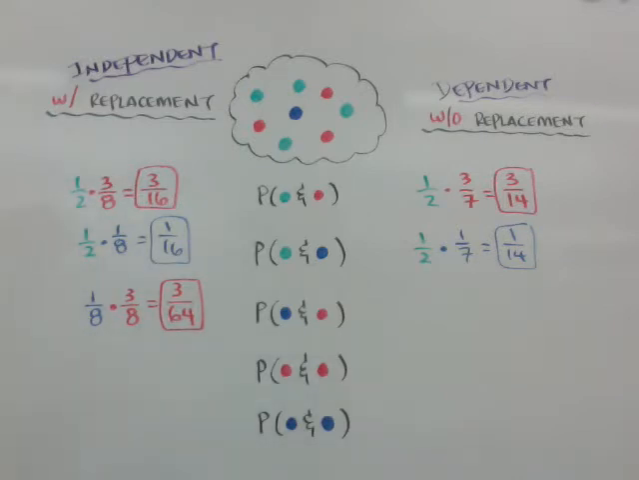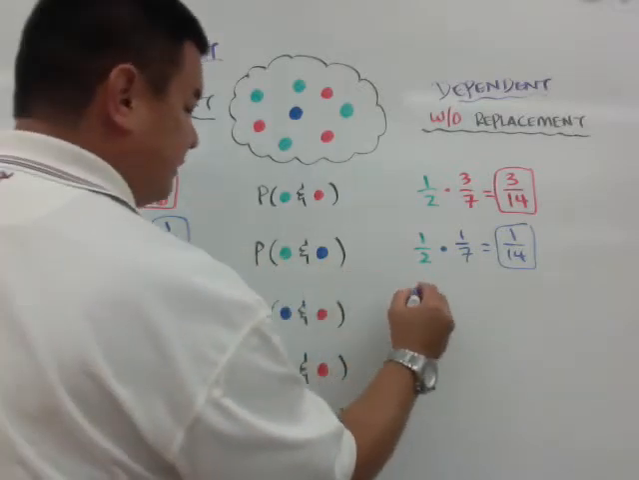Okay. And it should make sense that this is harder to get, 3 out of 64 compared to 3 out of 16, because this one you got 4 chances of getting a green, whereas this one you only got 1 chance of getting a blue. Okay, so going to this one now, the probability of getting a blue is still 1 out of 8.